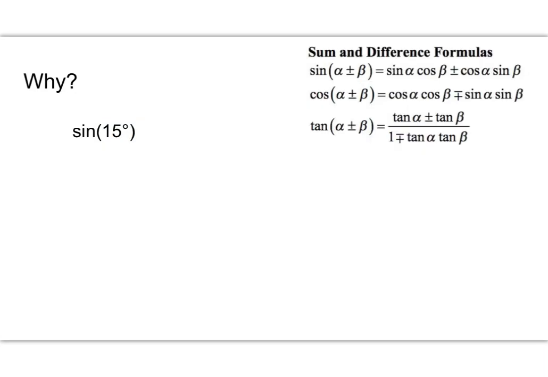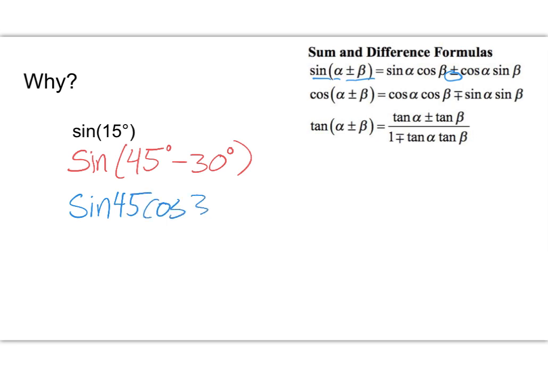So why bother with this? Well, for something like sine of 15, if we want an exact value for this, we can't do that based on stuff that we know. However, I could write this as the sine of 45 degrees minus 30 degrees. That ends up being the same as 15. I'm going to use my sine formula, and again, for minus, we use the bottom one, so minus. So I could rewrite this as sine of 45 cosine of 30 minus cosine of 45 sine of 30.